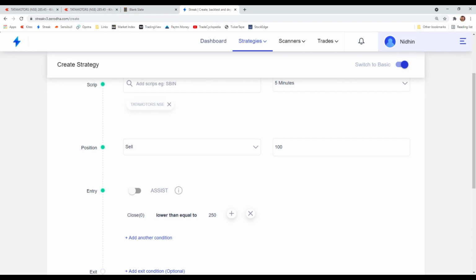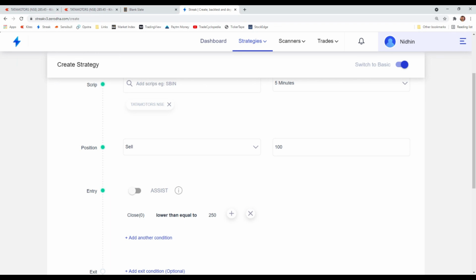We can put a similar condition in the exit plan as well in a simple trading method, and I'll explain that too. So close lower than or equal to means this close condition. Whenever the 5 minute candle of Tata Motors closes below or equal to 250, it will send a sell order of 100 quantities at the current market price.